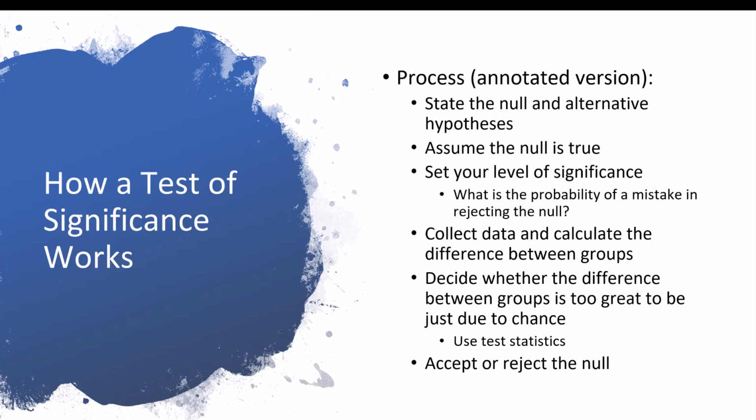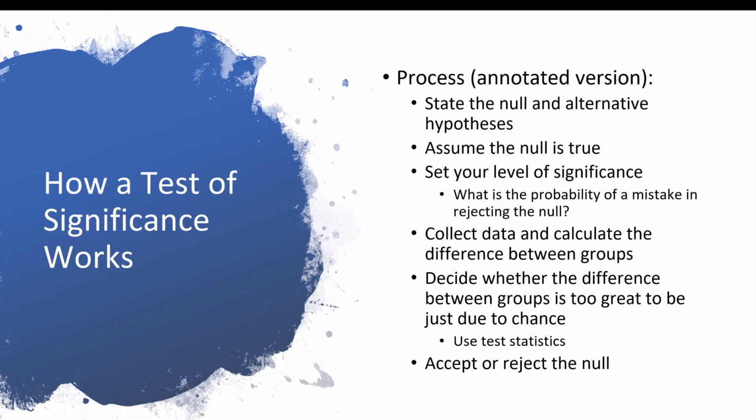Generally speaking, how does a test of significance work? Well, let me give you the annotated version of it, and I'll walk you through the annotated steps in significance testing. The first thing we do is state the null and the alternative hypothesis. We always have to write out a null, then we write out an alternative hypothesis. We always assume the null is true unless we have more information. So the null is our starting point. We always start with the null.